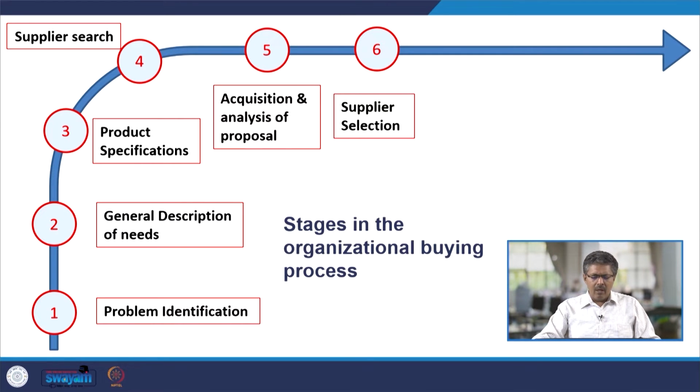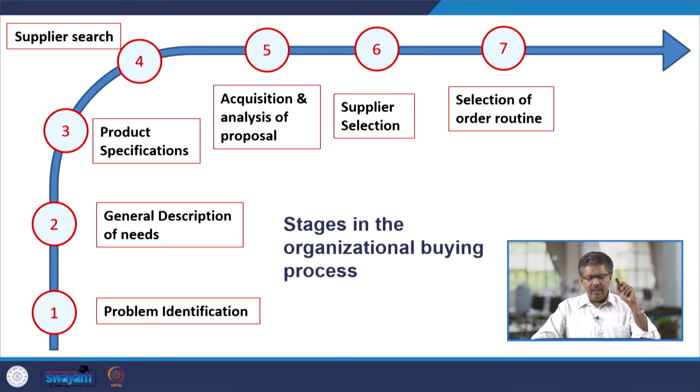Okay. Now, how this supplier selection is done, I have as a part of this unit, which I will be explaining. The next step after supplier selection is the selection of the order routine. Now, how do you want to place your order, right. So, that is the seventh step.